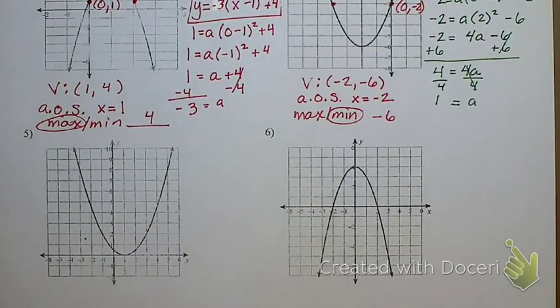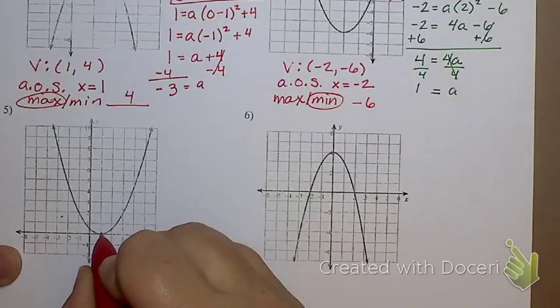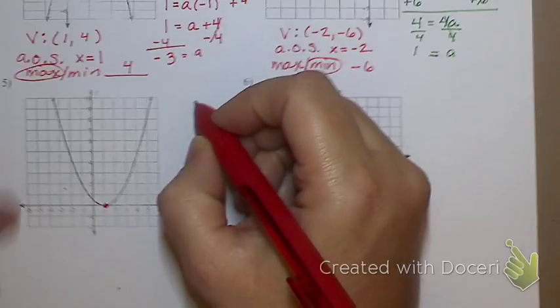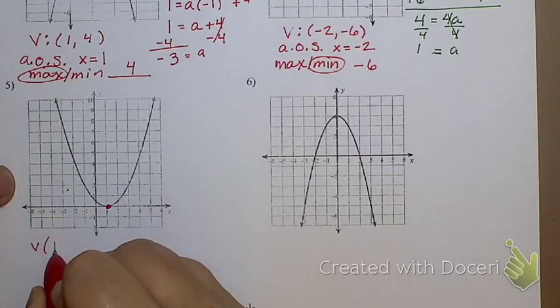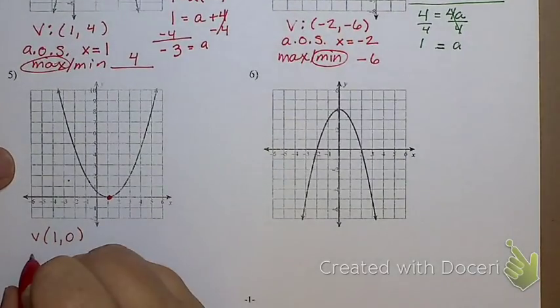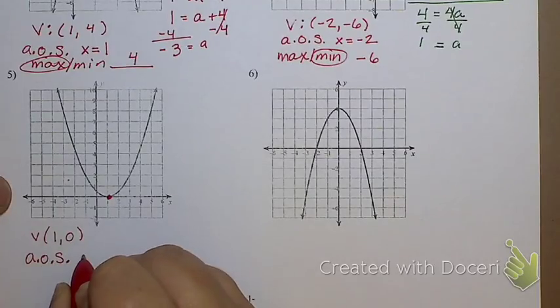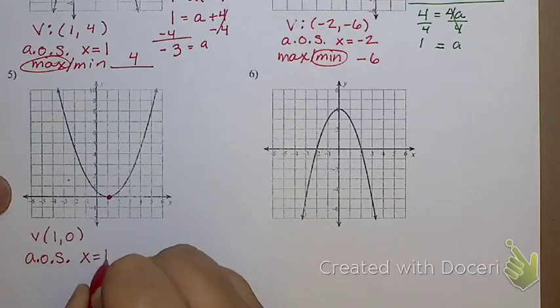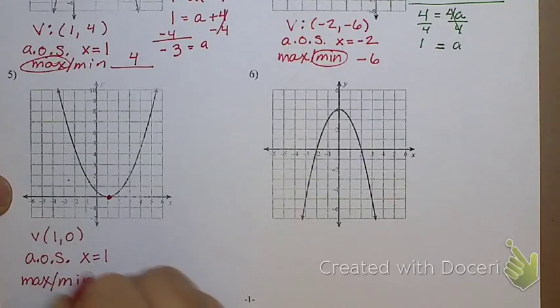All right, I want you to try the last two here. You try it. Now, I tried to trick you a little bit with this one. Why? Because I can. That should be your vertex. What's your axis of symmetry? X equals 1. Does it have a max or a min? A minimum of 0.